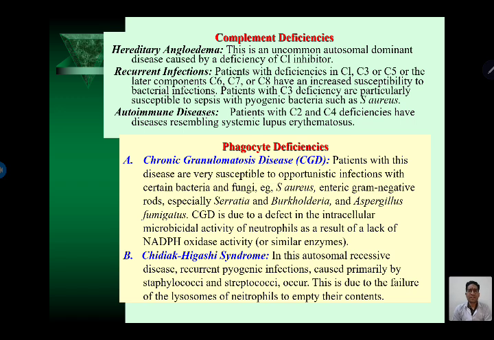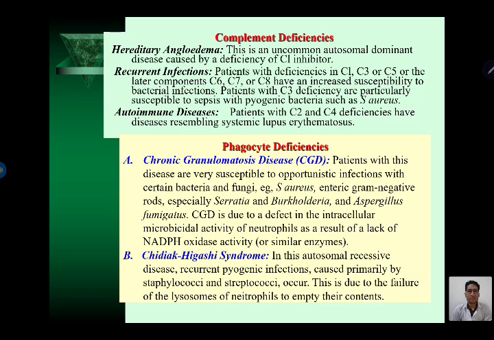Phagocyte deficiencies: chronic granulomatous disease. Patients with this disease are very susceptible to opportunistic infection with certain bacteria and fungi, such as S. aureus, enteric gram-negative rods, especially Serratia and Burkholderia, and Aspergillus fumigatus. Chronic granulomatous disease is due to a defect in the intracellular microbial killing activity of the neutrophils as a result of the lack of NADPH oxidase activity.